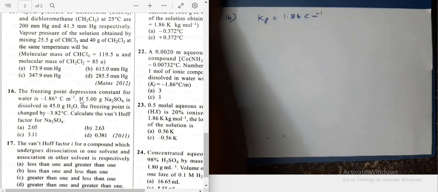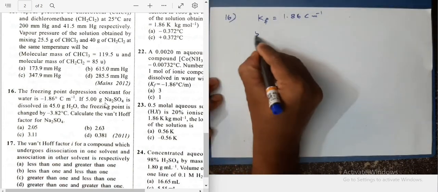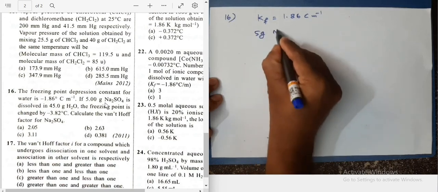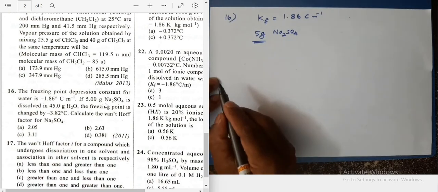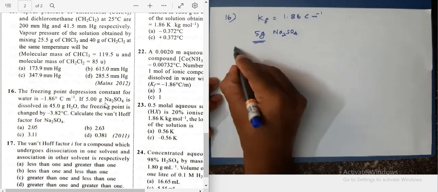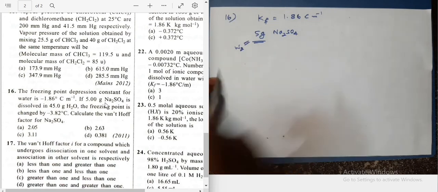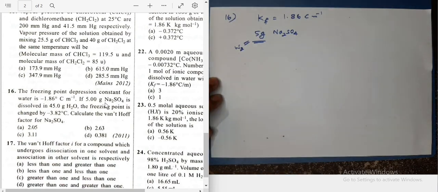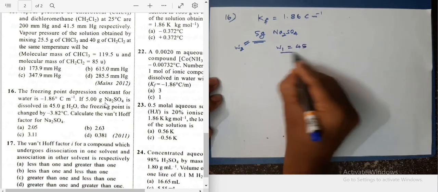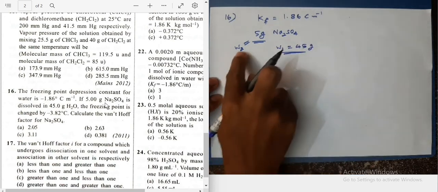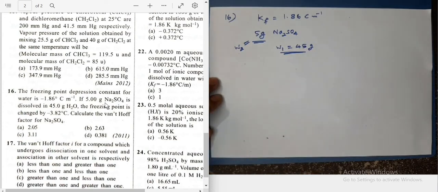Then see the second line. If 5 gram of sodium sulphate, so this is weight of solute. Let me take it as W2, weight of solute. 5 gram of sodium sulphate is dissolved in 45 gram of water, so weight of solvent is 45 gram. Weight of solute is 5 gram, weight of solvent is 45 gram.